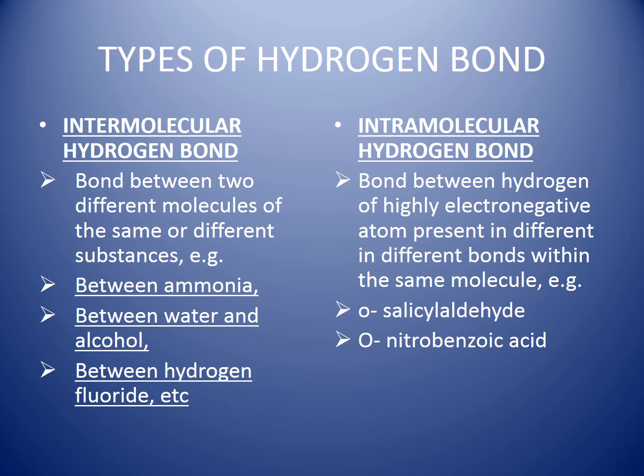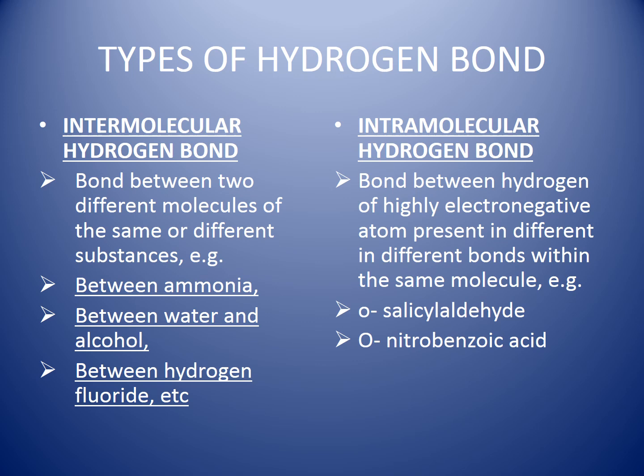Types of hydrogen bonding. Hydrogen bondings are of two types: intermolecular hydrogen bonding and intramolecular hydrogen bonding. As the name shows, intermolecular means the hydrogen bond present between two molecules. Bond between two different molecules of the same or different substances. For example, the hydrogen bond between ammonia molecules, between water molecules and alcohol molecules, and between hydrogen fluoride itself.